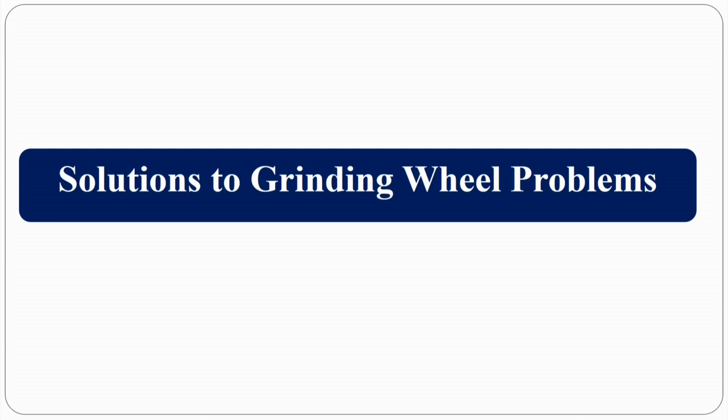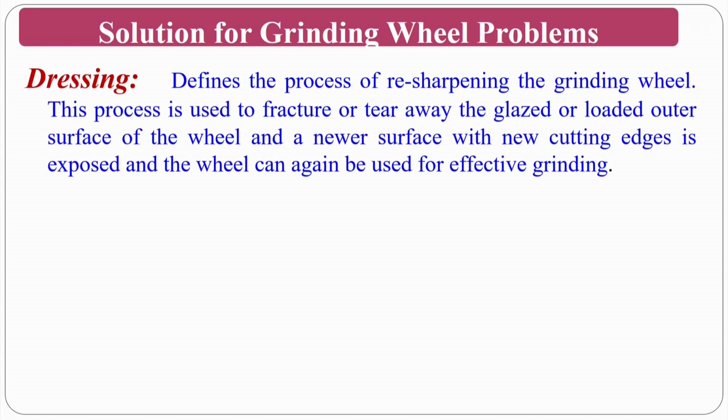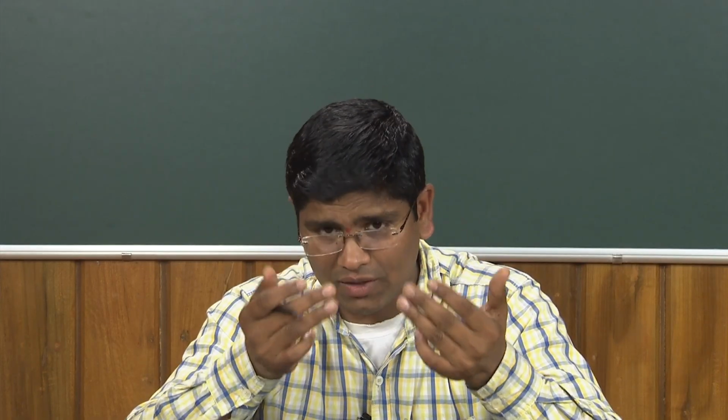Now, how to resolve these problems? These are the common problems of the grinding wheel, and the solution, if you see here, is dressing. Dressing defines the process of resharpening of the grinding wheel. This process is used to fracture or tear away the glazed or loaded outer surface. It is applicable for both problems. In glazing, the sharp edges are gone and the wheel becomes smooth, so I have to remove that layer and get a new layer. That is the intention.